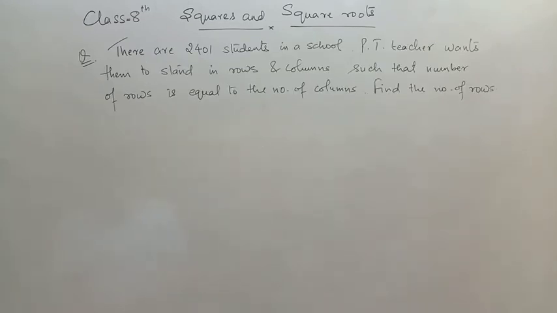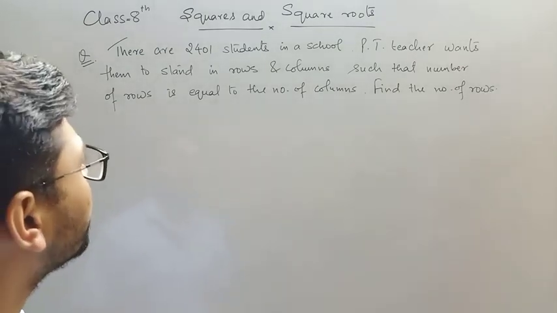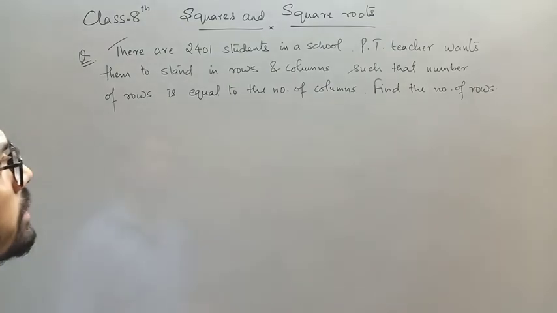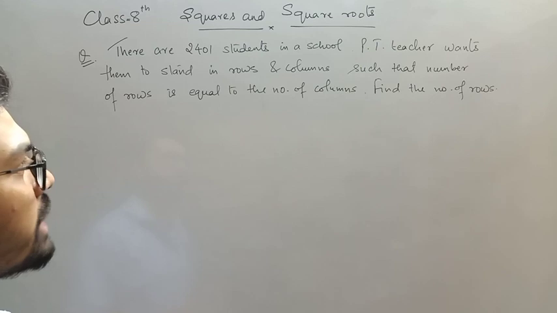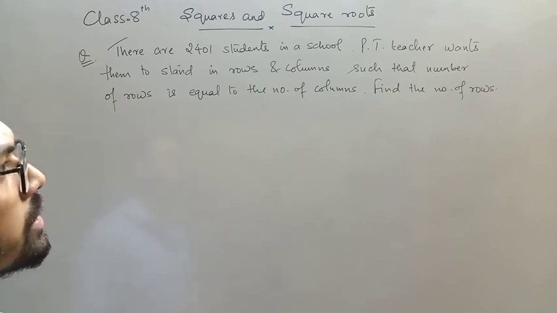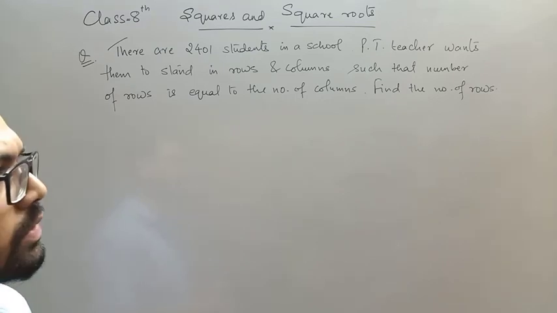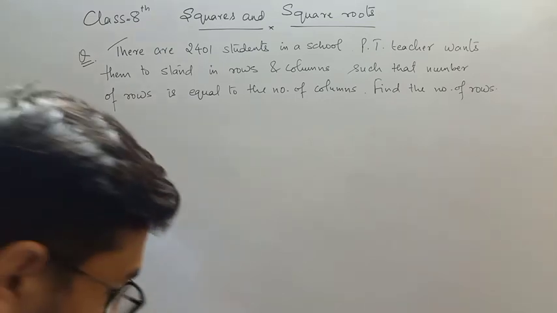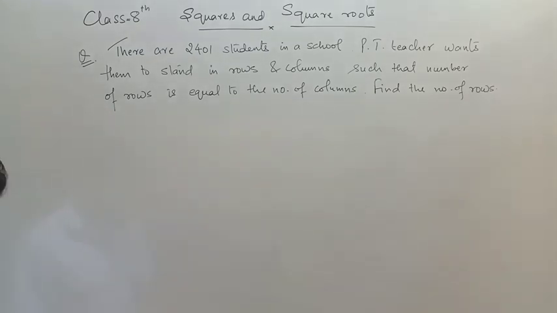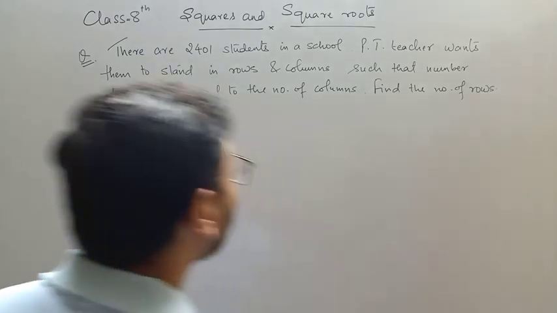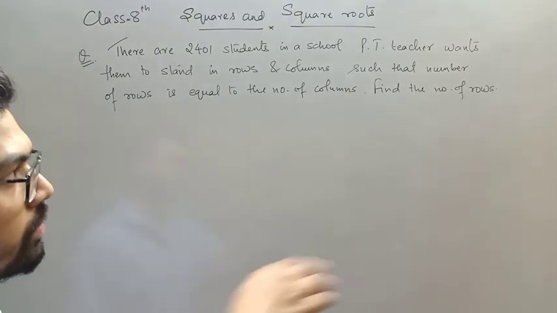Now see the next question. The question is, there are 2401 students in a school. The PT teacher wants them to stand in rows and columns such that the number of rows is equal to the number of columns. Find the number of rows. Okay, जैसे आप प्रेयर के लिए खड़े होते हैं बेटा, in the same way जो PT teacher है वो स्टूडेंट्स को रोज एंड कॉलम्स में इक्वल रोज एंड इक्वल कॉलम्स में उनको खड़ा करना चाहते हैं.